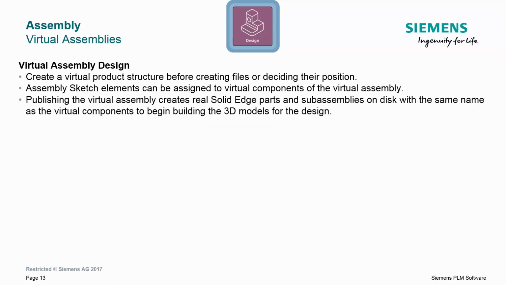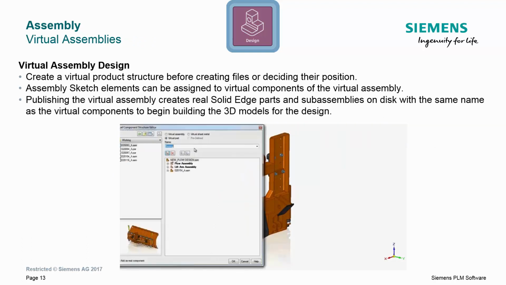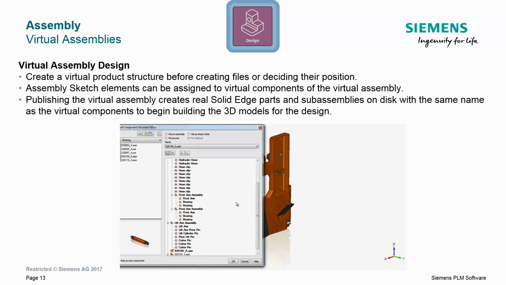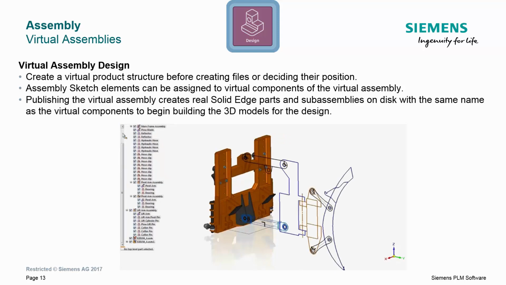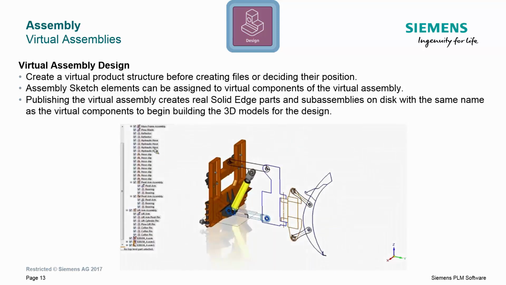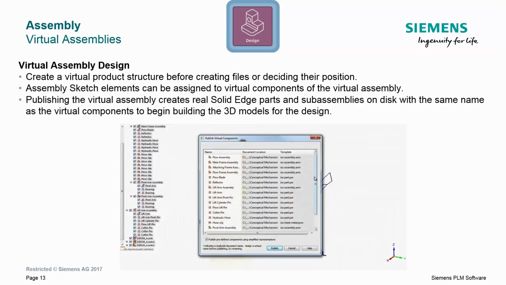Not all design concepts have to be originated solely in 3D. Solid Edge provides the flexibility to create a virtual product structure before creating files or deciding their position. Start by building your virtual assembly using common part representations. And once the assembly structure is the way that you want it, simply publish the virtual parts list to create the actual part files with associated sketches or components already placed within.